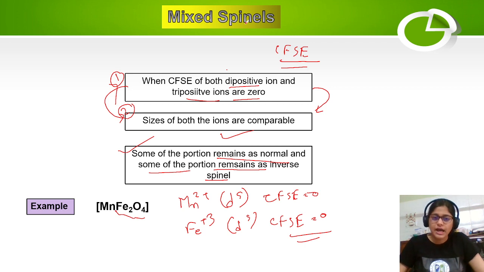Okay, but I think when in the question some mixed spinels are given, at that time these two criteria you can apply actually. Okay, so you can solve and find out, I think.